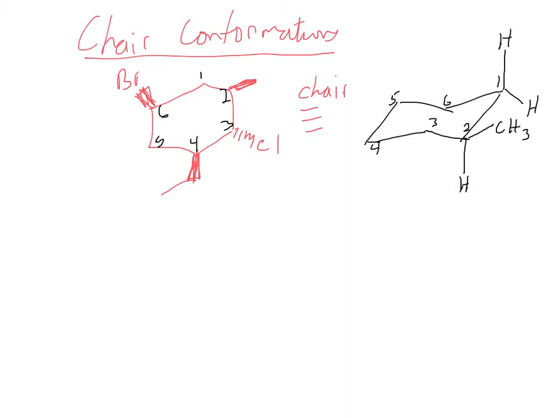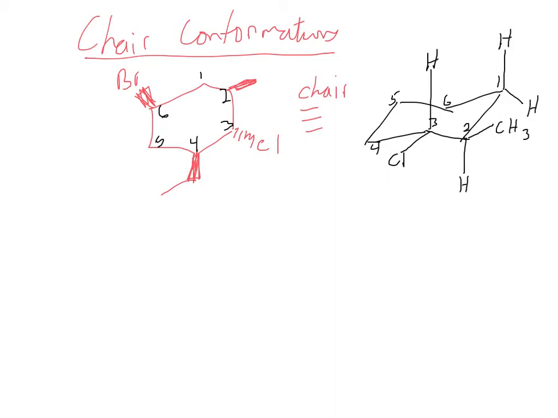Good? So now carbon 3, it has an axial up and an equatorial down. So where should that chlorine be? Should it be equatorial or axial? It has to be equatorial, because we know it has to be opposite the CH3. So the chlorine's equatorial and this H is axial.